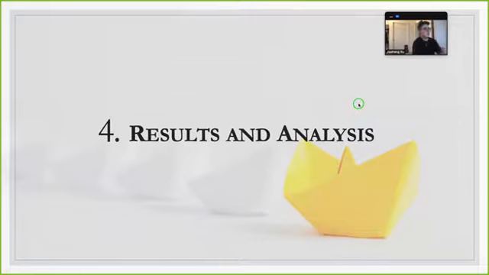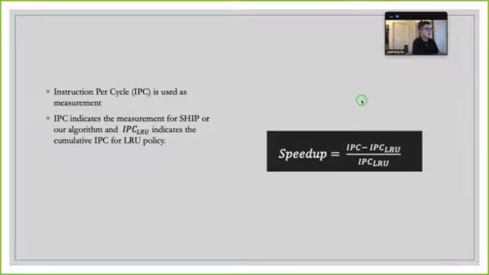Okay, I will next introduce the results and how we analyze those results. The way we analyze the results is that the speedup is given by these equations: the speedup is equal to IPC minus IPC LRU, divided by IPC LRU. What is IPC? IPC is instructions per cycle. We use this to measure the performance. IPC indicates the measurement for SHiP or our algorithm, and IPC LRU indicates the cumulative IPC for the LRU policy.